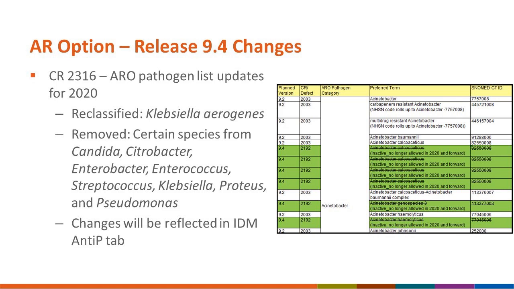Okay, so moving on to AR option changes, CR 2316 will update the AR option pathogen list. So you'll notice that the Klebsiella aerogenes has been reclassified from Enterobacter aerogenes to Klebsiella aerogenes, and we've removed certain species that you'll find on the anti-P tab in the IDM.